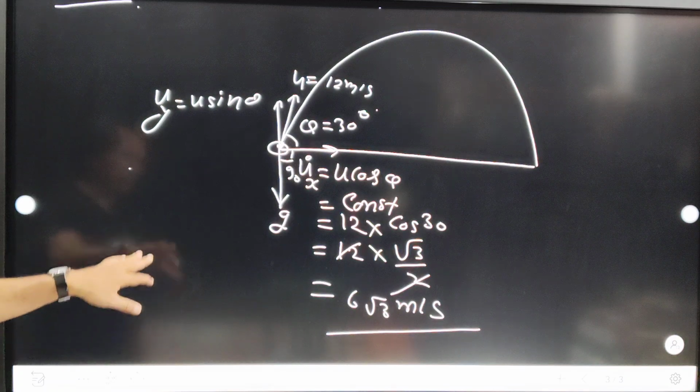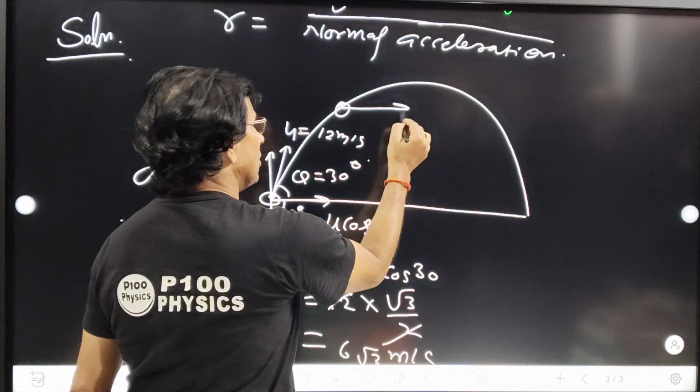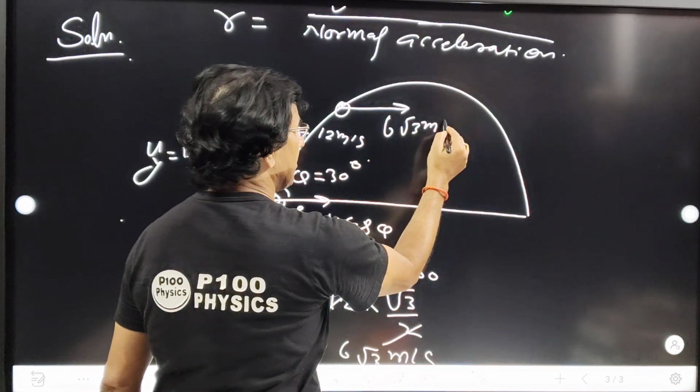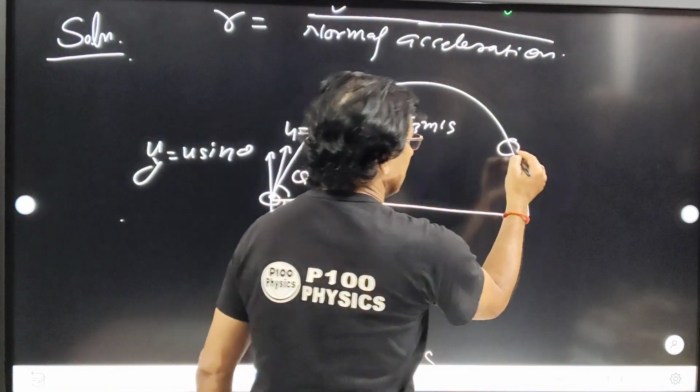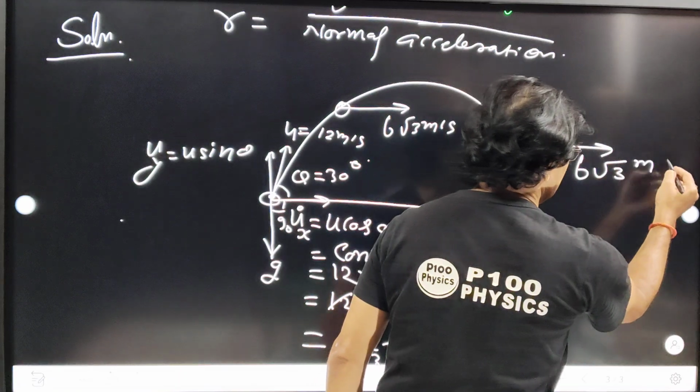This is the horizontal component. That will be at every point. Here, what is the value? That will be 6 root 3 meters per second. Also at this point, what will be the value? So you can say 6 root 3 meters per second.